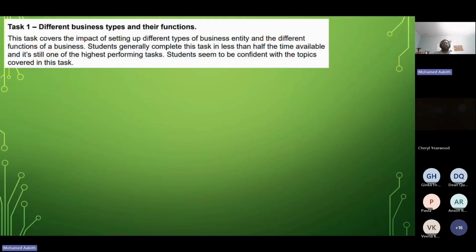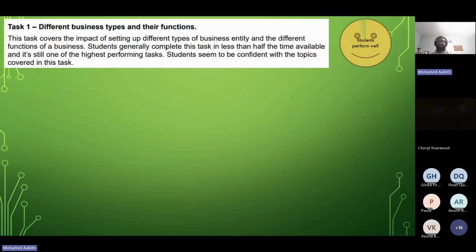So let's look at that first one. Task 1, different business types and their functions. All the time, this is going to be exactly your Task 1. This covers the impact of setting up different types of business entity and the different functions of a business. Students generally complete this task in less than half the time available, and it is one of the highest performing tasks. Students seem to be confident with the topics covered in the task. It's more likely to be lots of general knowledge, but you need to know them. If you don't know, you won't be able to answer them. So you need to make sure you read about it.